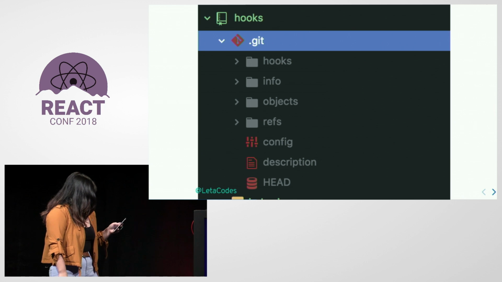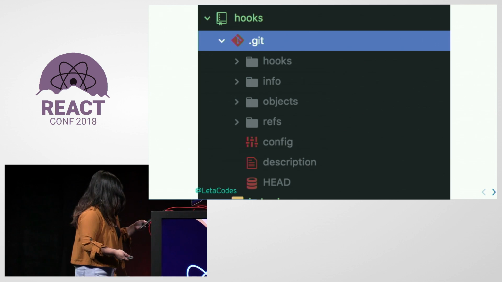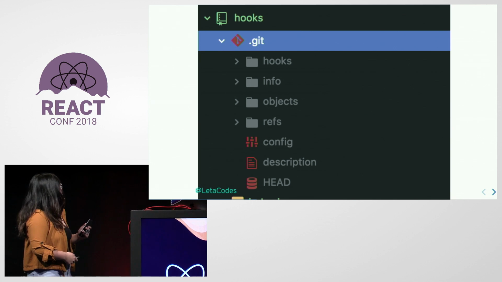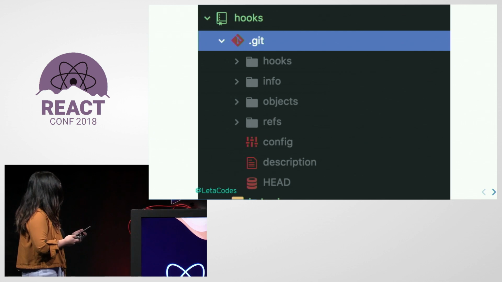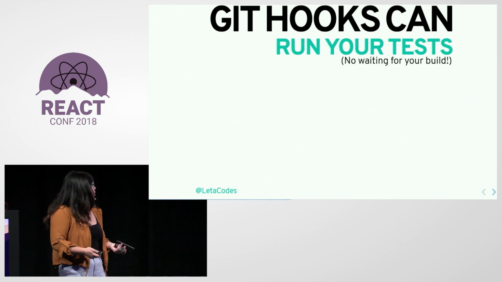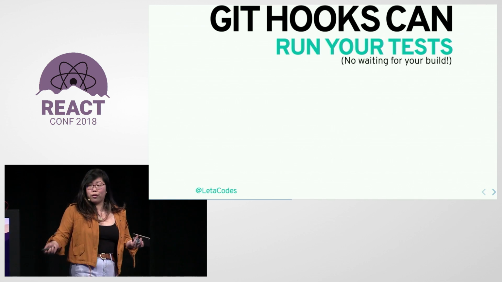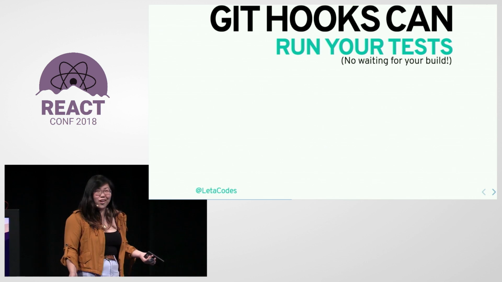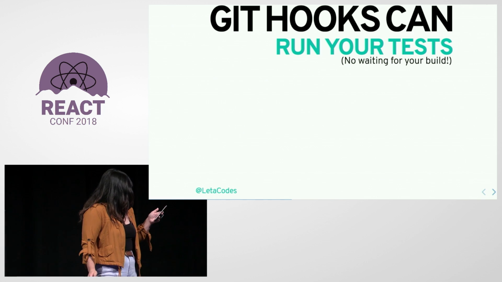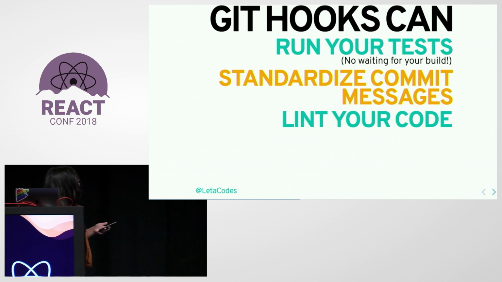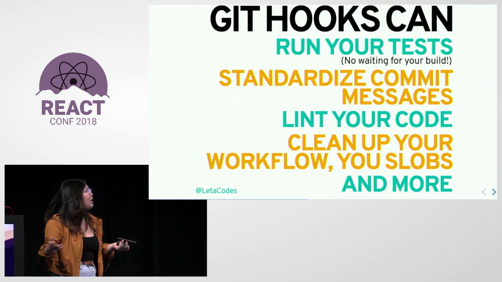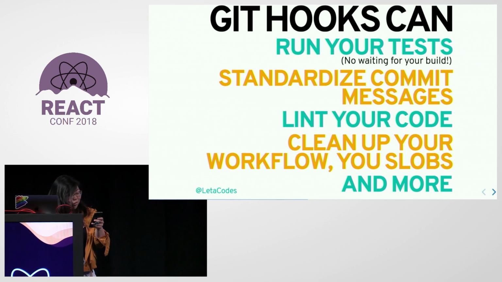So let's figure out what hooks are. Hooks are just bits of code. They run automatically at different times in the commit lifecycle. We can use them to run our tests automatically. That way you don't have to wait for your CI or for your build to run before you see that you've broken your tests. They can also standardize your commit messages, lint your code, and just generally protect you from your own laziness. Because let's be real, we all have good intentions, but we get real sloppy with our commit messages.